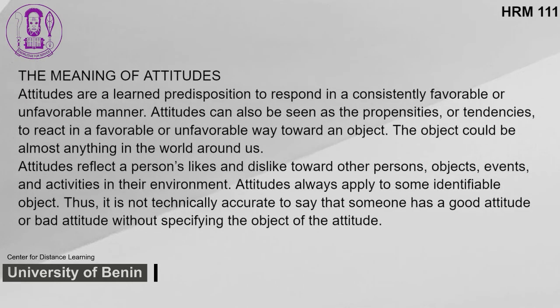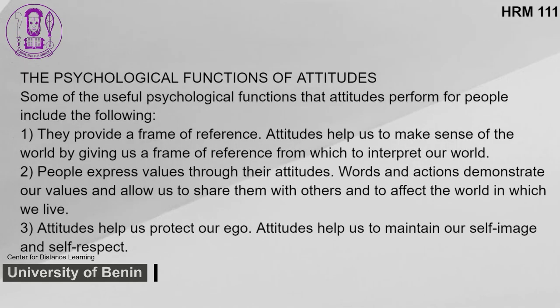The meaning of attitudes. Attitudes are a learned predisposition to respond in a consistently favorable or unfavorable manner. Attitudes can also be seen as the propensities, or tendencies, to react in a favorable or unfavorable way toward an object. The object could be almost anything in the world around us. Attitudes reflect a person's likes and dislikes toward other persons, objects, events, and activities in their environment. Attitudes always apply to some identifiable object. Thus, it is not technically accurate to say that someone has a good attitude or bad attitude without specifying the object of the attitude.